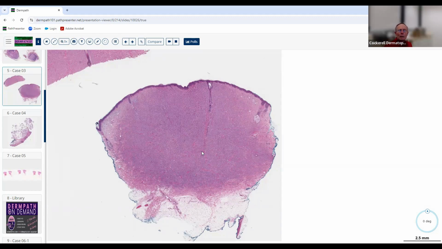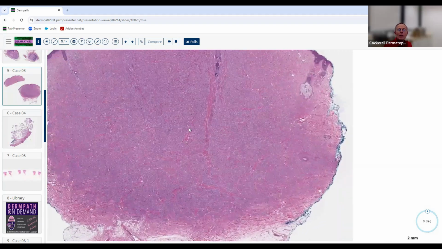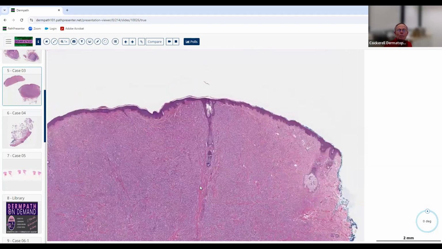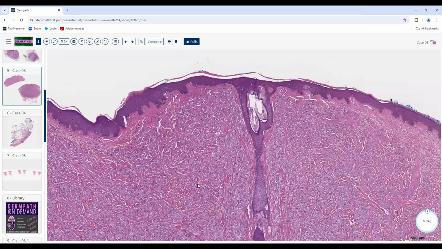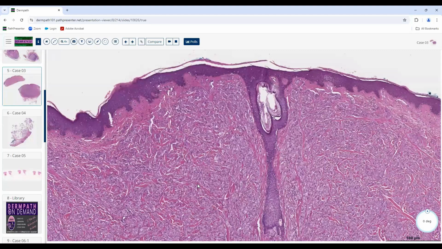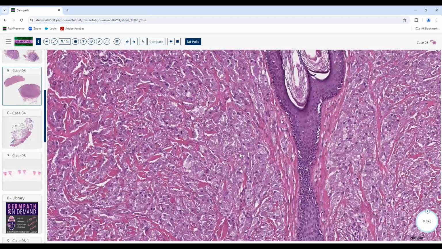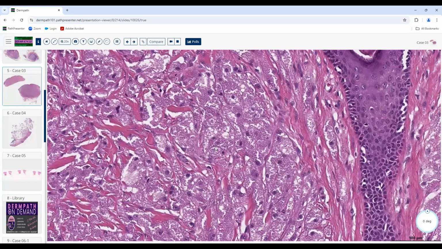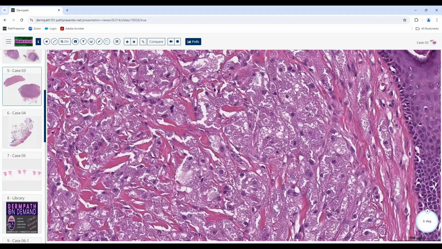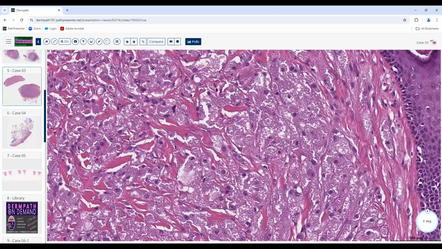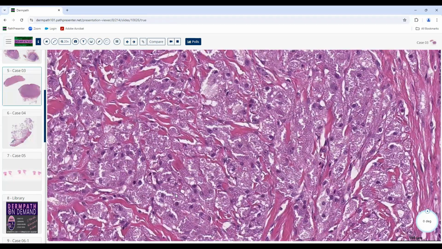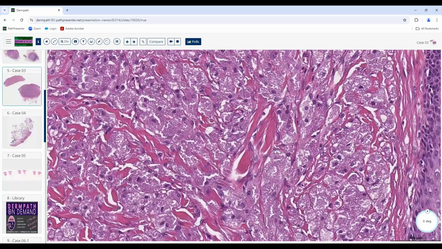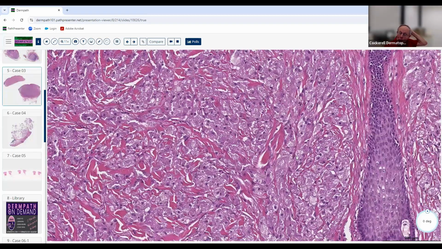Good. Okay. But benign. So now let's go to higher magnification, see if we can tell anything more about it. As we go in, we can see these purplish polygonal cells, really rounded up nuclei, with a granular purplish-pink cytoplasm. And then some dense intervening collagen. So it sounds like you probably know the diagnosis.